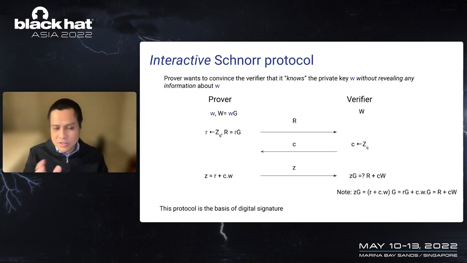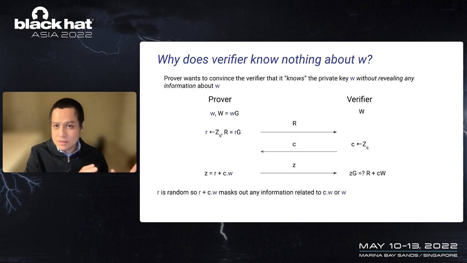So the verifier checks some equation, right? z times g equals r times g plus c times W. If you write it down, and the prover and the verifier are honest, then the equation is satisfied. There's nothing special about this. The special thing happens somewhere else. First things first, why doesn't the prover leak anything about the private key w?